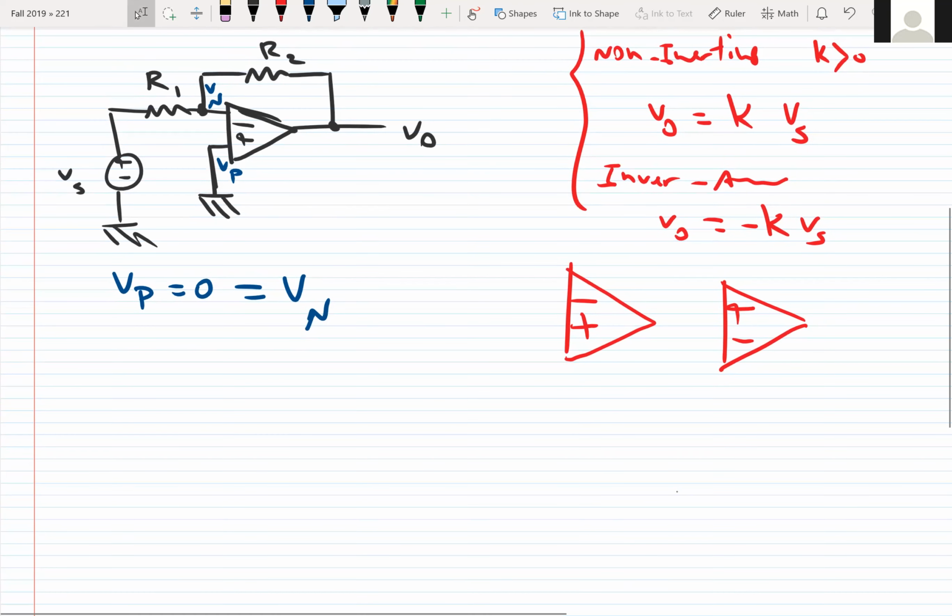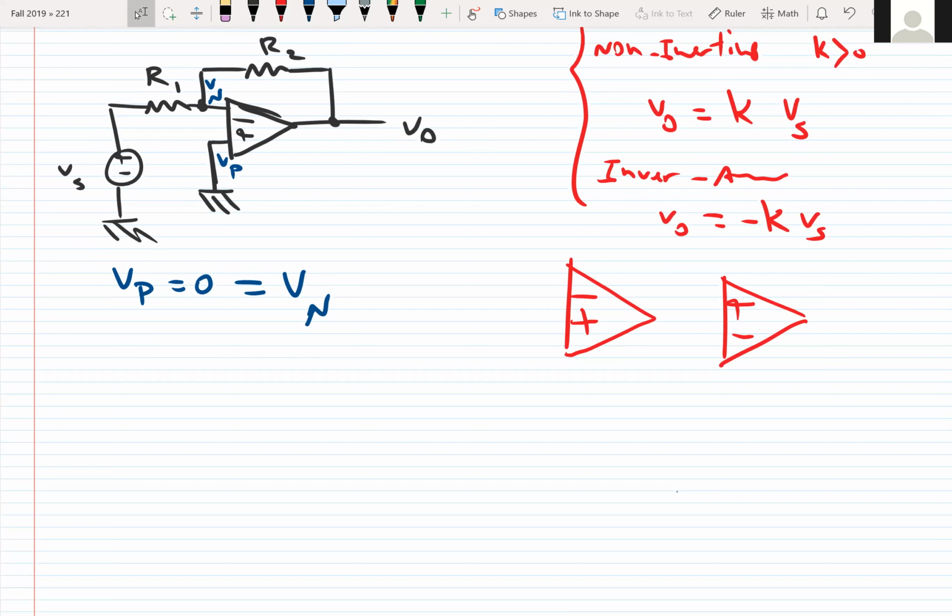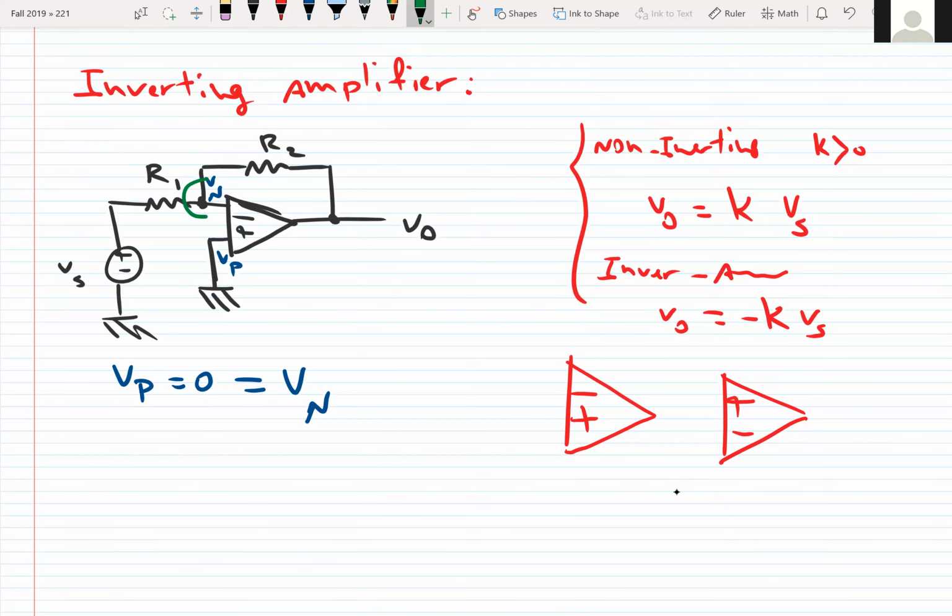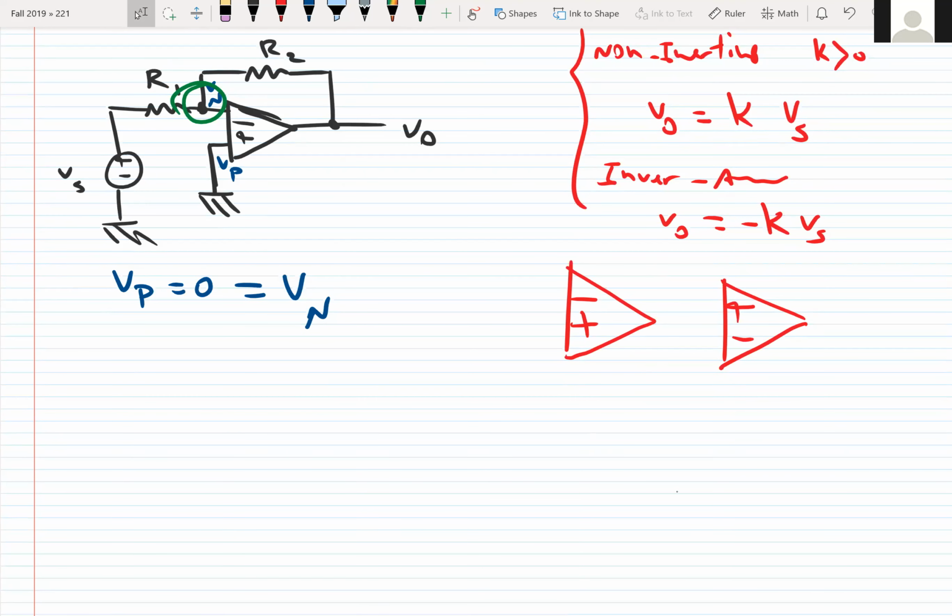Then we look for a node that connects the input and output. Here is a node that connects the output to the input. So let's write KCL for that specific node. We can say (Vn minus Vs) over R1 plus (Vn minus Vo) over R2 is equal to 0.